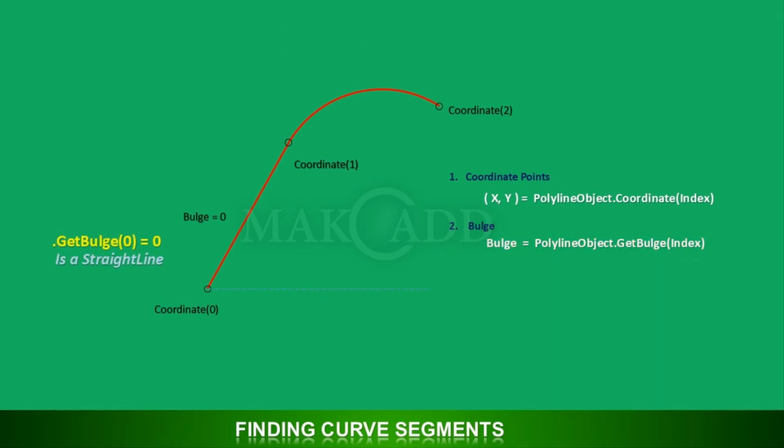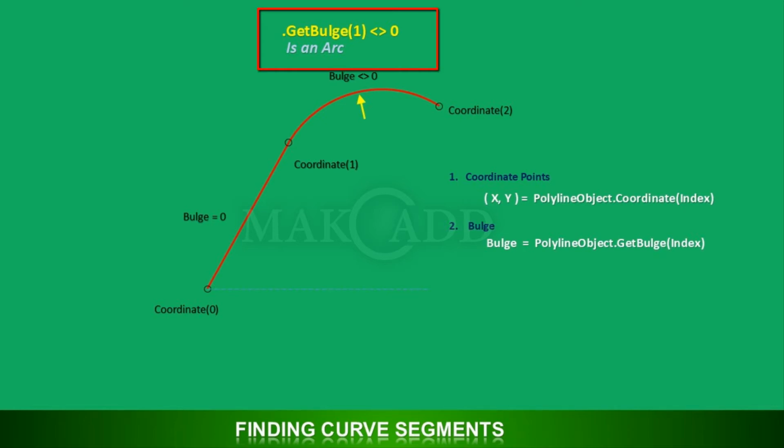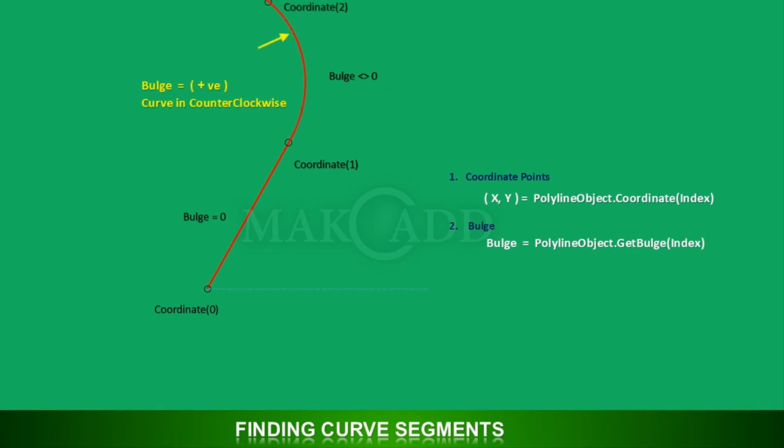Here the first segment is a line. When you use the GetBulge function with index number 0, it will return a bulge value of 0, as the first segment is a line. For the next segment, the index number of the segment will be 1. When we use GetBulge with index 1, it will return a value that is not equal to 0, which means it is an arc, either in a clockwise or counterclockwise direction. If the bulge value is positive, then the curve is in the counterclockwise direction, and if the bulge is negative, then the curve is in the clockwise direction.